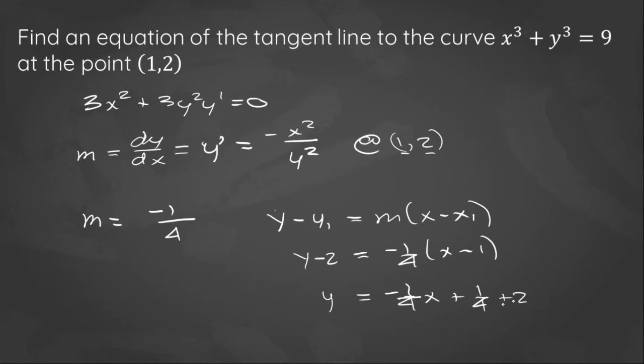This will become y is equal to negative 1/4 x plus 1/4 plus 8 over 4. 8 plus 1 is 9, so 9/4. Hence, y is equal to negative 1/4 x plus 9/4 will be our equation of the tangent line to the curve x cubed plus y cubed is equal to y.